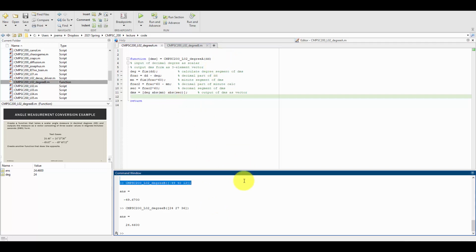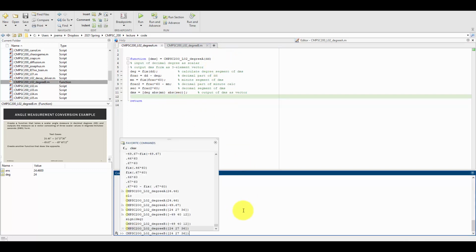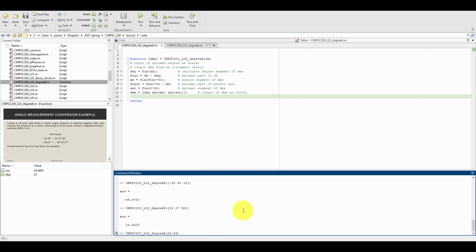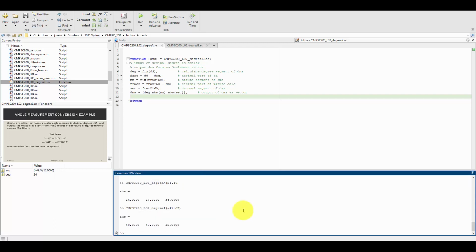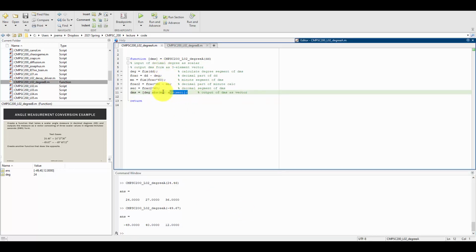So let me go up and just run this again so we see how that was working. So the 24.46, it came out as all positives, and for the other case, this was negative 49.67, that came out again only showing the degree as negative and the others as positive, and that's what we wanted. So the ABS fixed that, and I assembled a vector with the square brackets.